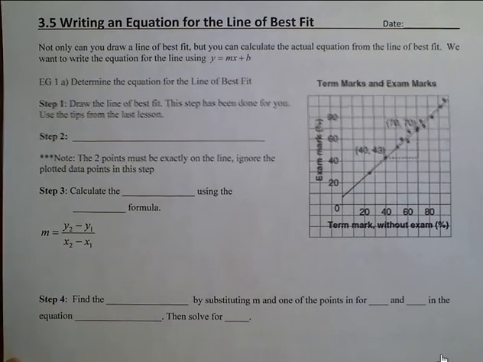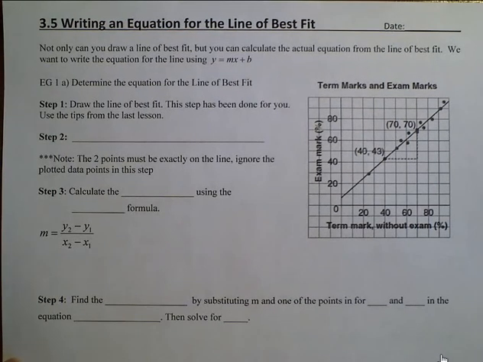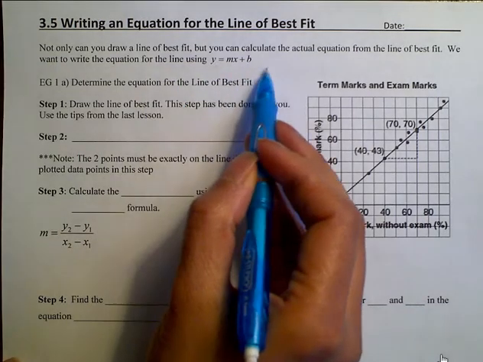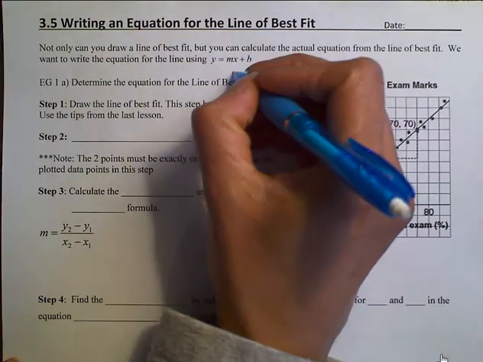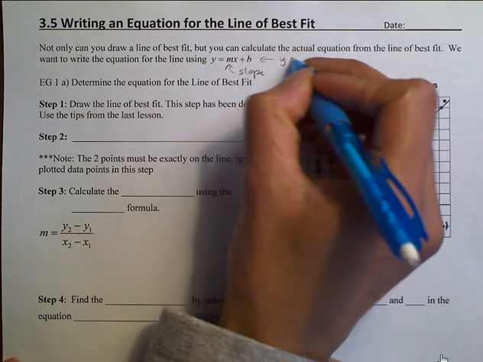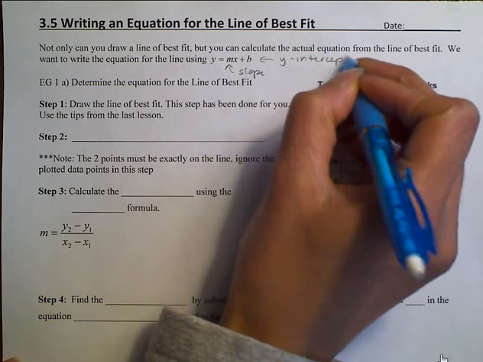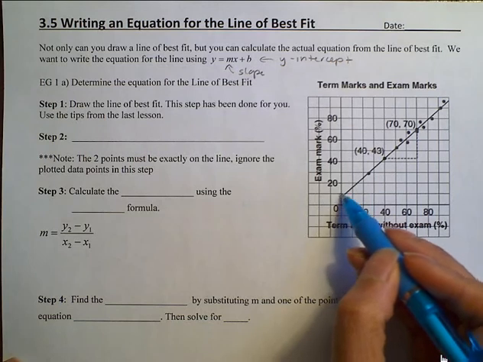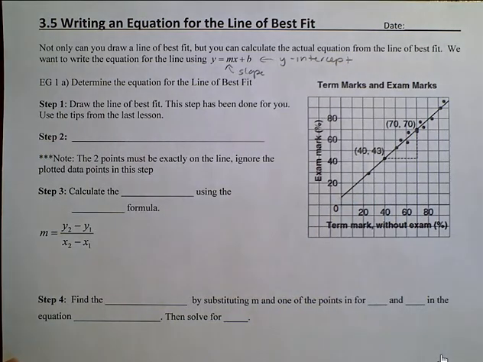So not only can we draw a line of best fit, but we can actually calculate the equation of the line of best fit, which is beneficial because it will help us to make more accurate predictions. And we're going to write our equations for a line of best fit using the equation y equals mx plus b. Remember that in this equation, m stands for the slope of a line and b represents the y-intercept. The y-intercept is where a line crosses the y-axis. Okay, so over here it looks like the y-intercept is under 10, maybe 7, 8, something like that. We'll see when we calculate it.